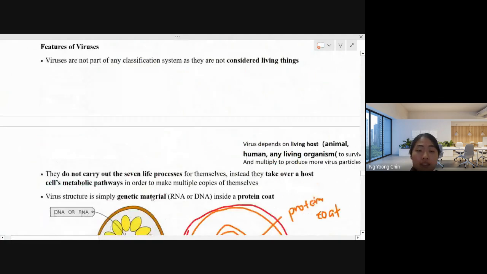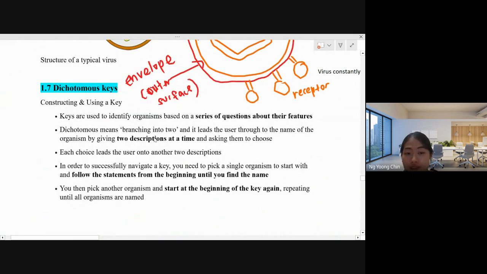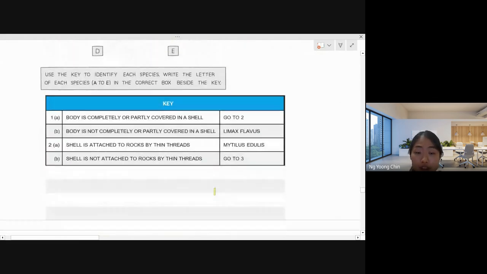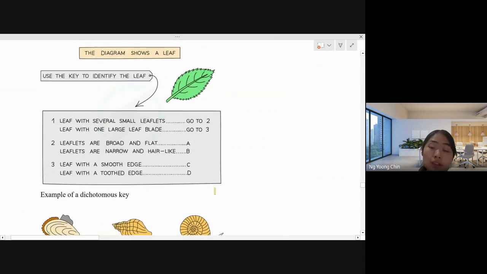Okay, the end. So now we continue to talk about dichotomous key. It's very easy. It's just a way of identifying the organism based on their external features, and then grouping them into the same group. So whenever you answer a question about the dichotomous key, you just need to observe the external appearance. For example, you have to look at this leaf.